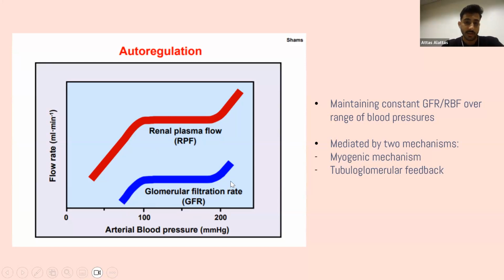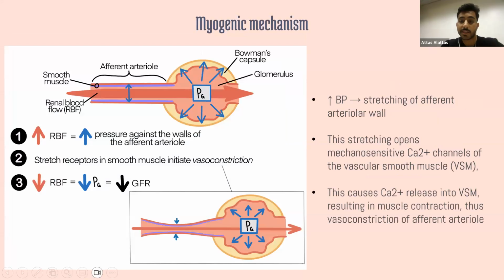And this autoregulation mechanism is mediated by two mechanisms, the myogenic mechanism and the tubuloglomerular feedback mechanism. So autoregulation is a protective mechanism. Its main function is to maintain a constant renal plasma flow and glomerular filtration rate over the range of blood pressure from 100 to 200. Okay, so what are these two mechanisms? We said the first mechanism is the myogenic mechanism.